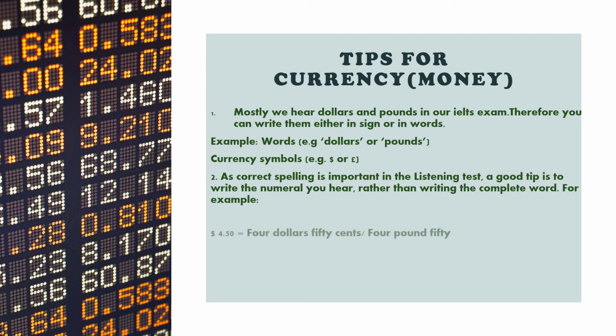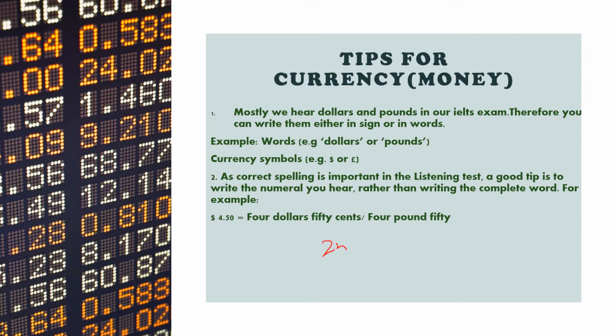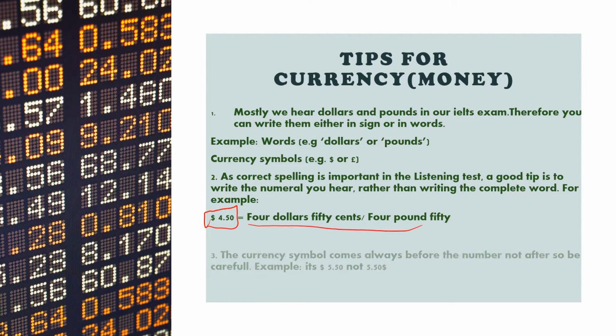Also, the symbol will always come before the number. It's never 25 dollars or 25 pounds, like that. It always comes first, never in the end. This is wrong, this is correct. You always have to write the symbol before the numbers. Before the number, put your symbols, put your sign. So it is preferred to write $4.5 instead of the words.